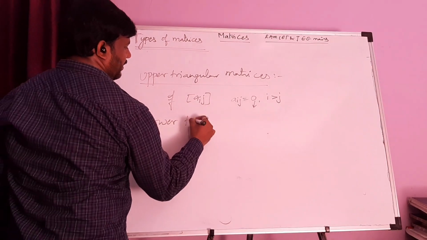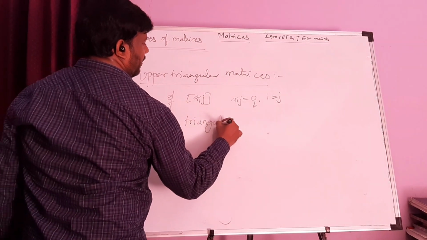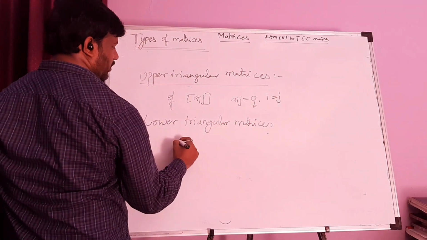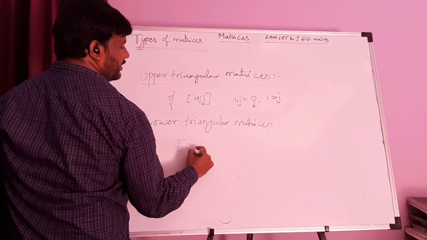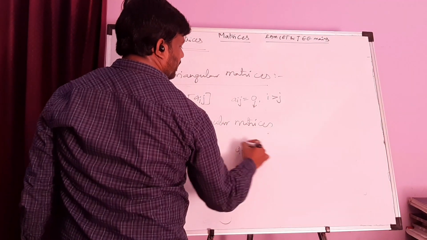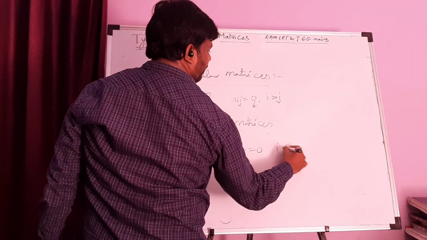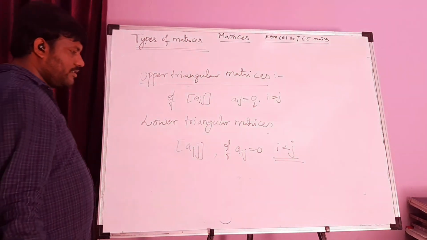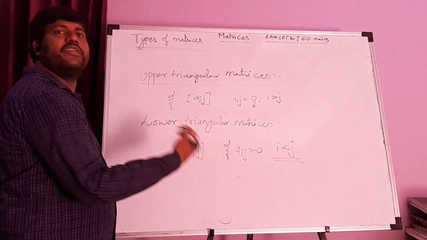Lower triangular matrices. So here also, if I say Aij is a lower triangular matrix, if Aij equals 0 where i should be less than j. The elements which are above the principal elements are 0.